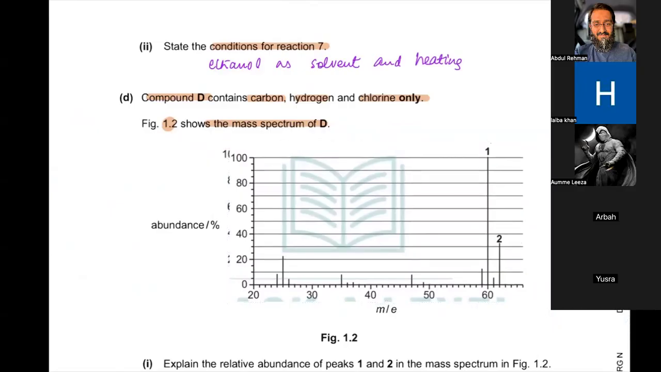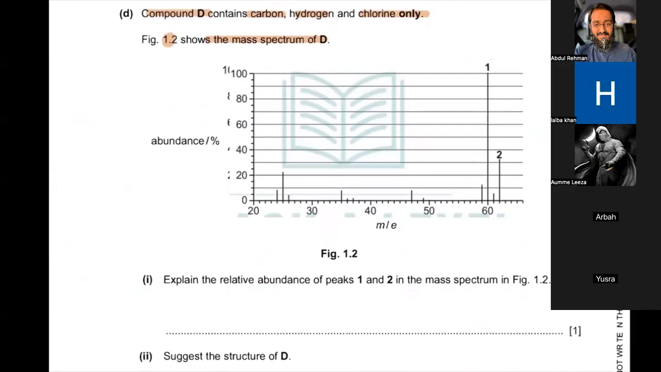To see, here we have this. Okay, now explain the relative abundances of peak 1 and peak 2 in the mass spectrum of figure 1.2.